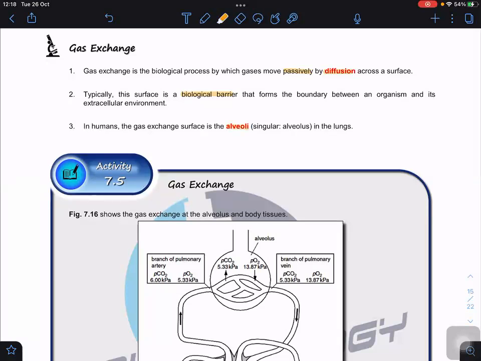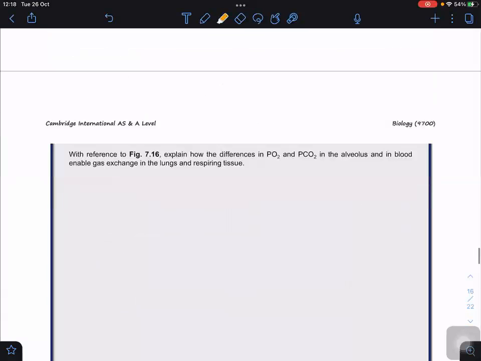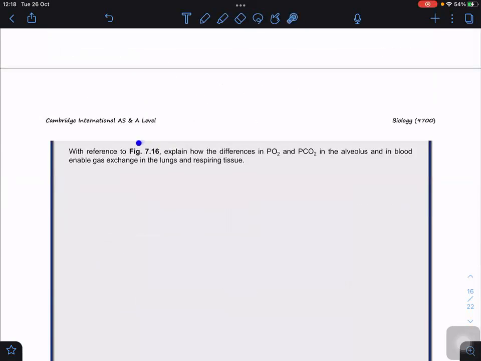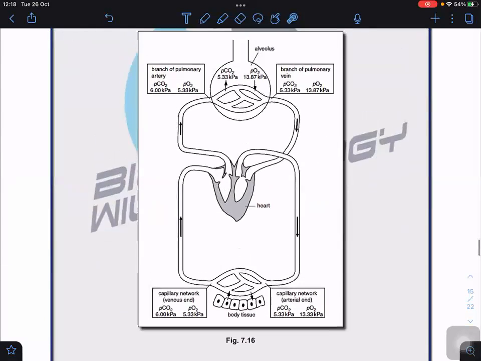So how does gas exchange take place? The question asks, with reference to figure 7.16, explain how the differences in the partial pressure of O2 and partial pressure of CO2 in the alveolus and in the blood enable the gas exchange in the lung and respiratory tissues. So look at this diagram.